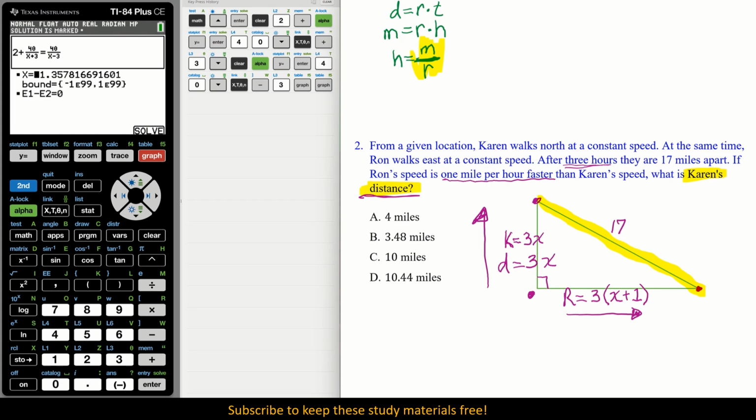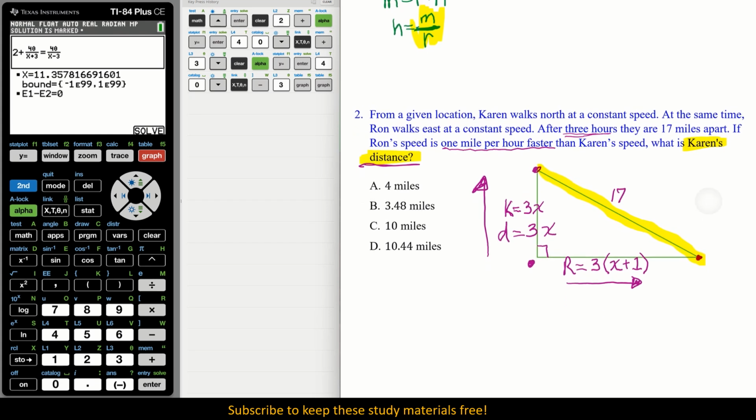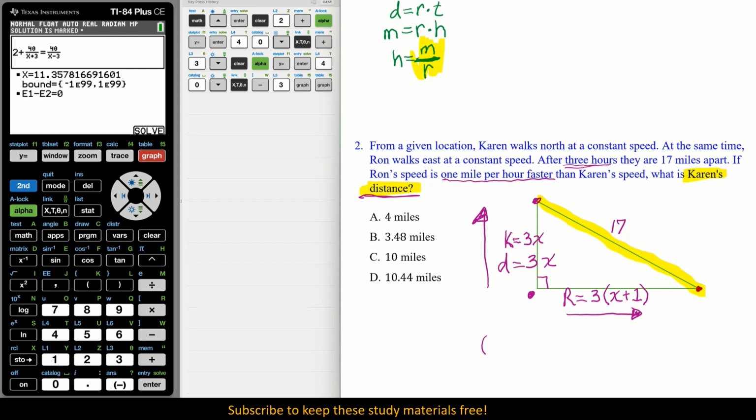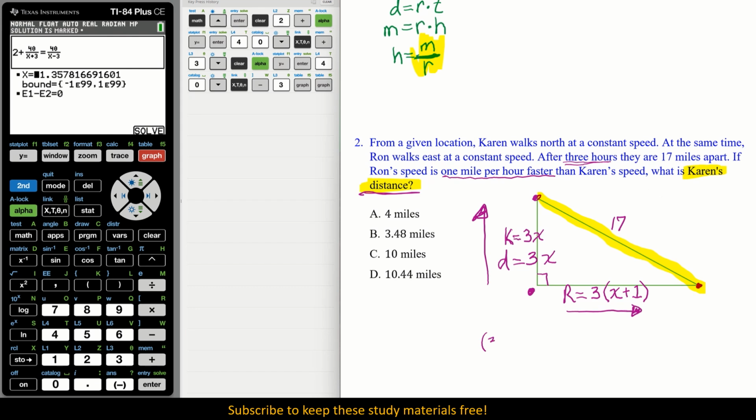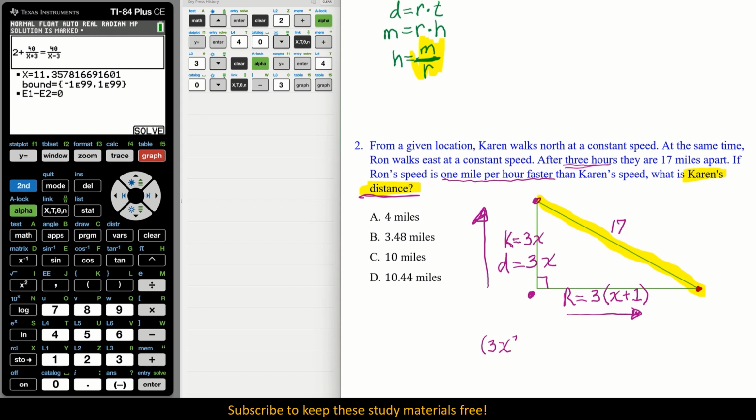Okay, so let's start setting this up. Obviously we're working with a right triangle. So that's the Pythagorean theorem. Okay, so we have 3x, in parentheses, the whole thing squared, and then we have plus, and let's say 3x plus 3, that whole distance squared, and that will equal 17 squared.